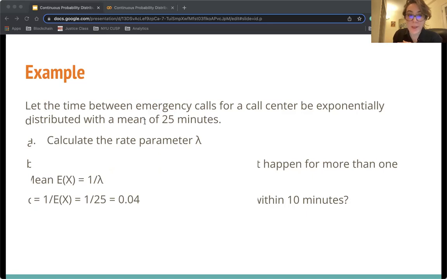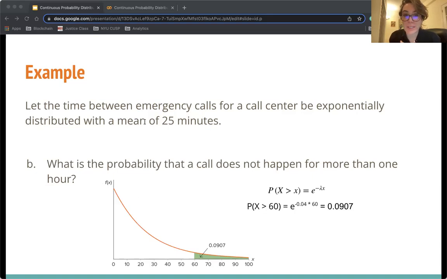Since the expected value of x equals 1 over lambda, we can compute lambda as 1 over 25, which is equal to 0.04. Because this is a rate, we can say that each minute we can assume a call will happen 0.04 times. But again, that's not super helpful until we apply it to calculating the probability of a call for a certain time interval.